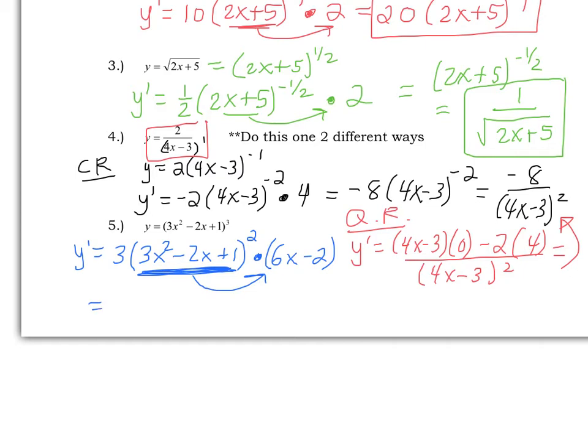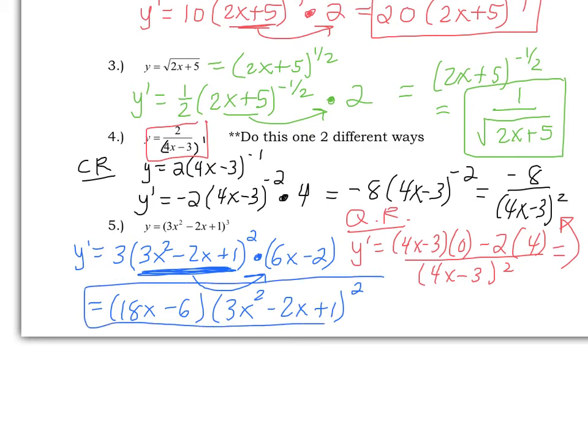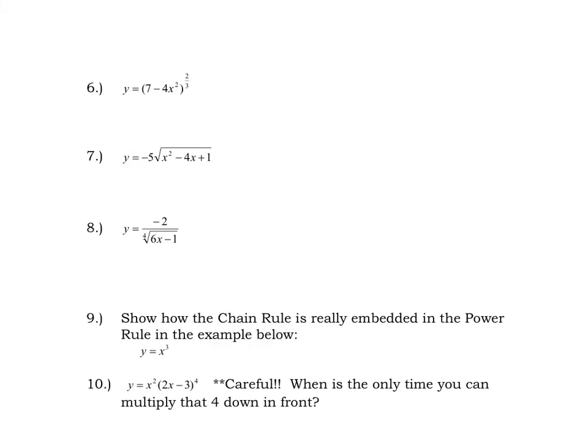The only thing you can do to simplify this would be to multiply this 3 by that 6x minus 2. So that's 18x minus 6. And then this (3x squared minus 2x plus 1) squared, think of that term as being untouchable. Can't multiply anything into it. So this would be our final answer. So next one here, same idea.